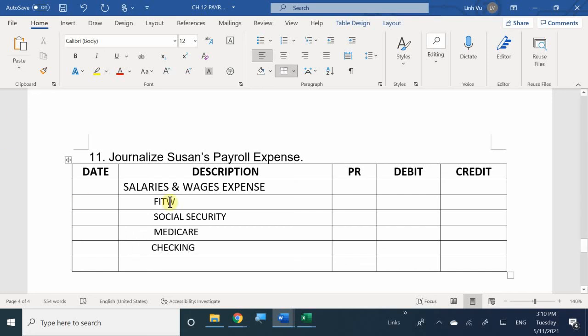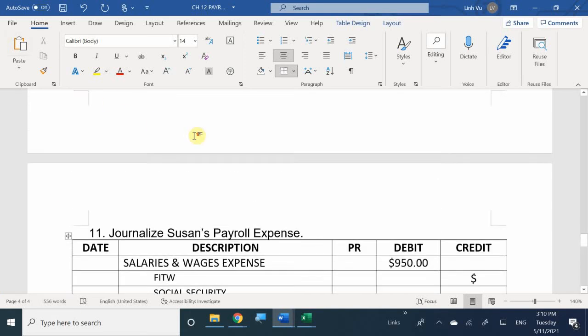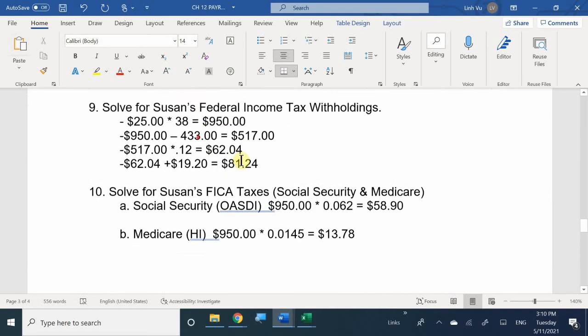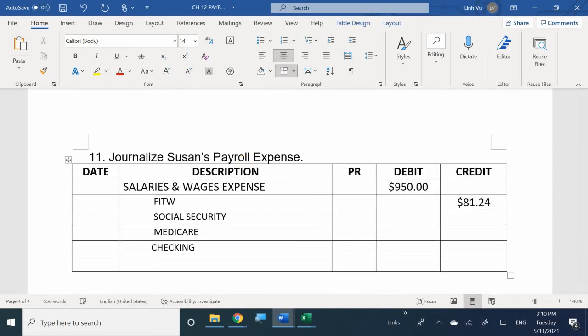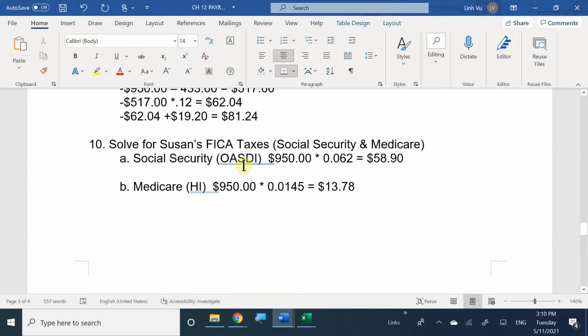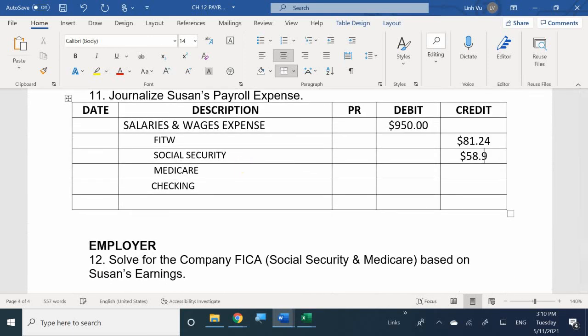Okay. So what was the total wages that she's earned? 950. Okay. What was the total federal income tax withholding that we calculated? 81.24. How much Social Security? 58.90. And lastly, how much Medicare? 13.78. All right. So therefore, what is her total check that she's going to be receiving?